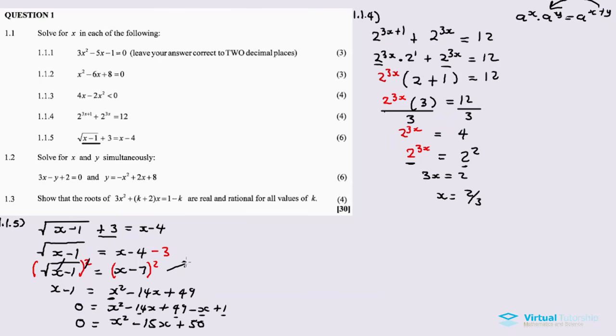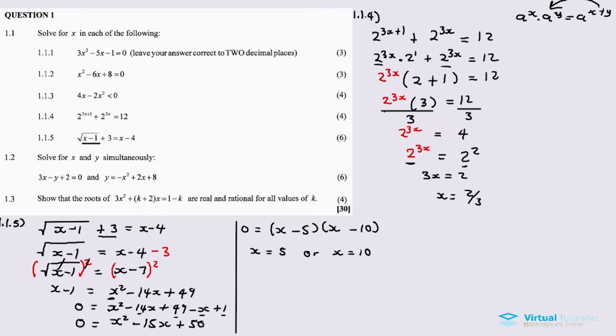Let me erase this so that I have some space. Okay, now look: for x squared minus 15x plus 50, the factors will be x minus 5 and x minus 10. Since minus 10 times minus 5 gives positive 50, and minus 5 plus minus 10 gives minus 15. So the factors for this equation give x equal to 5, or x is equal to 10, right?